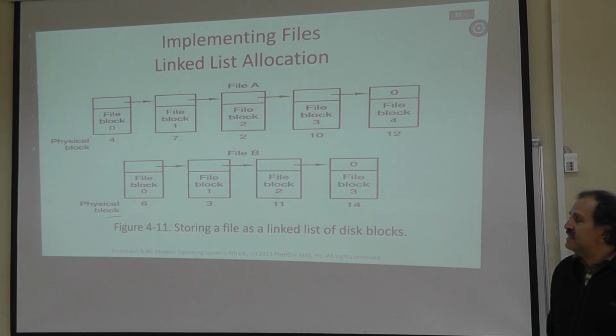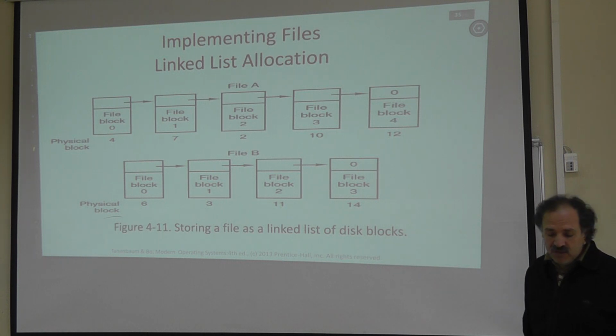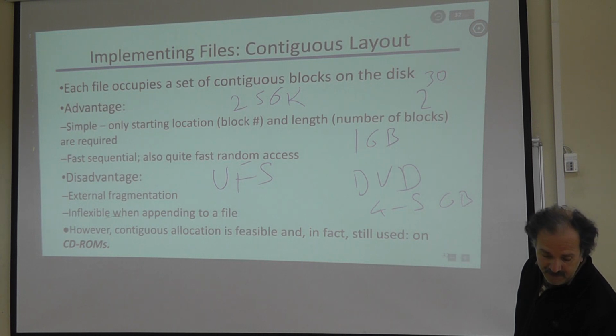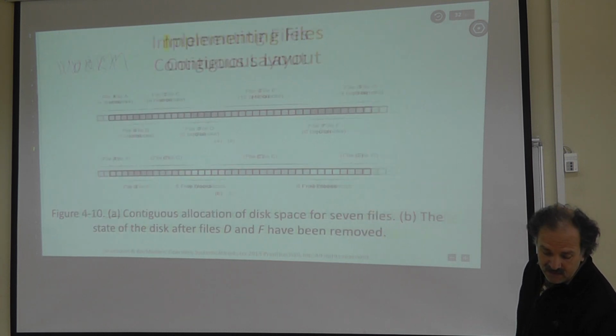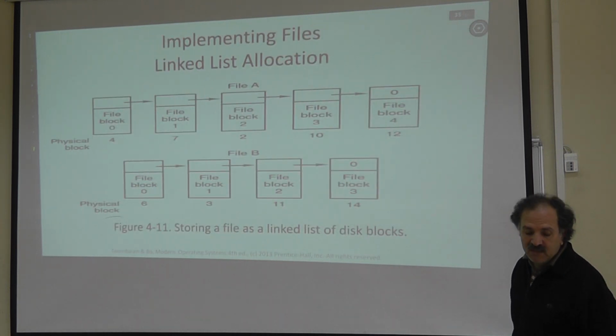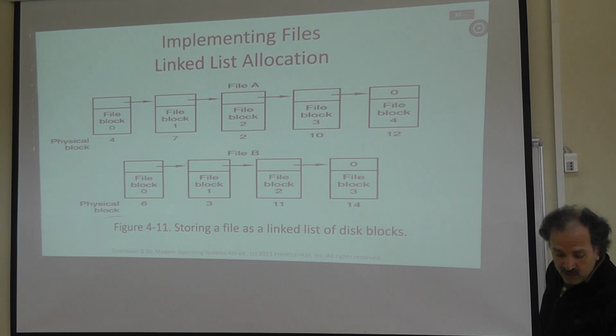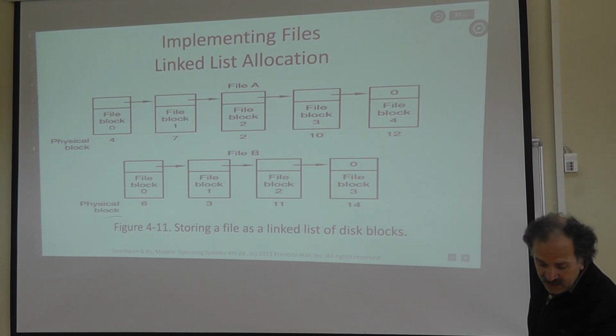All the disadvantages are solved, but all the advantages are gone now. What is the advantage of the contiguous allocation? Remember the advantages? Simple, fast sequential, quite fast random access. This is not very fast in terms of random access. If I wanted to access the 10th block, what do I do? I start from the beginning and I have to follow the nodes one by one. And each one is a node, each one is a different block.